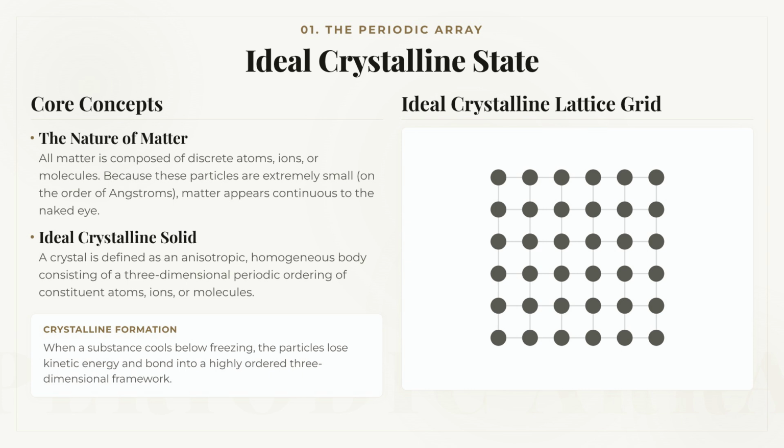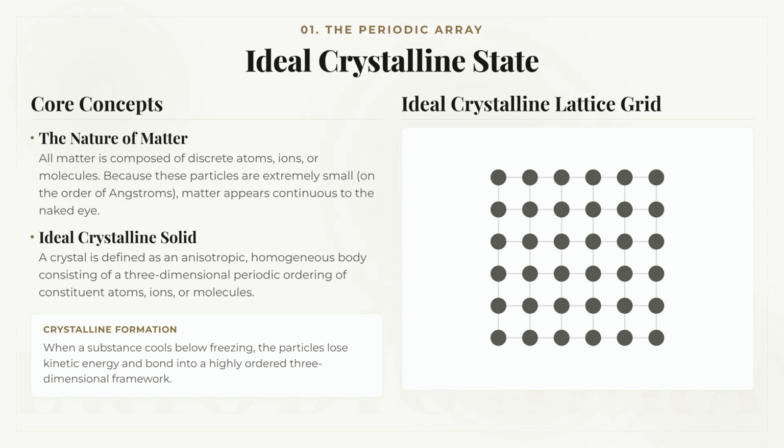When a substance cools below its freezing point, the kinetic energy of its particles decreases. In a crystal, the particles become fixed in a regular, repeating three-dimensional pattern. This ordered arrangement forms a crystalline solid.